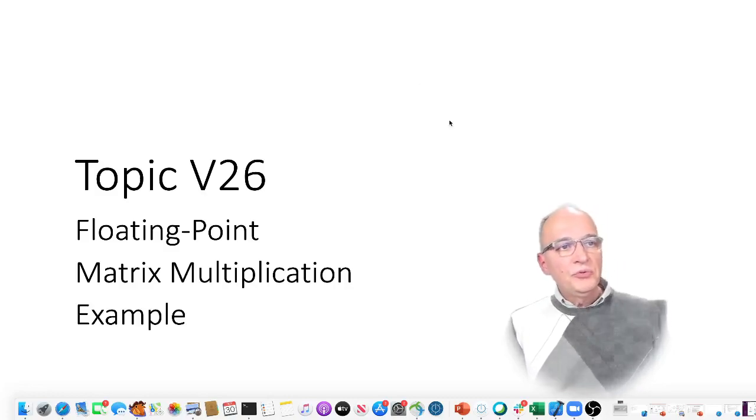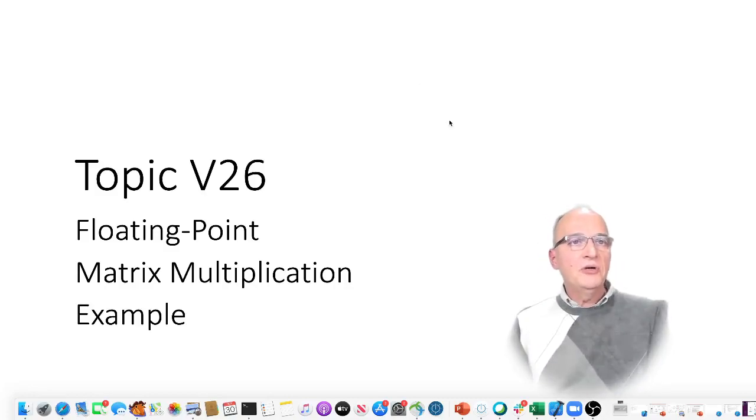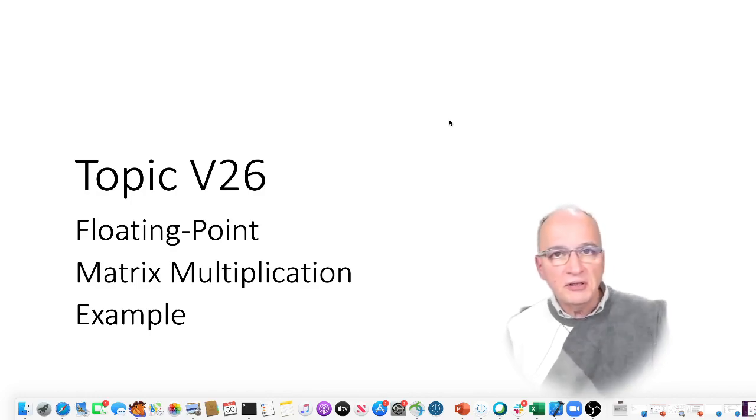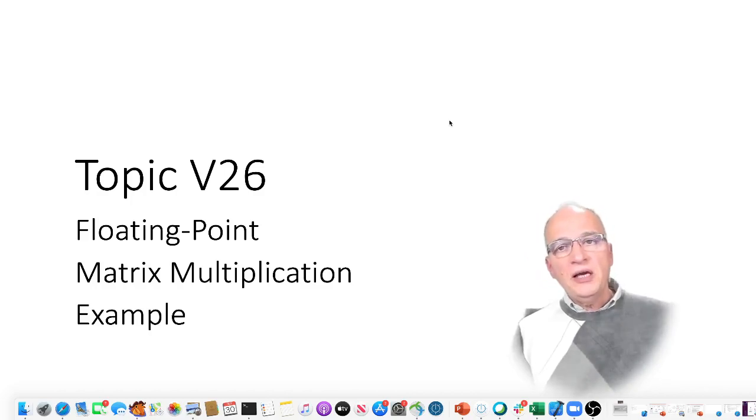In this lecture, we'll look at a real application of floating point computation, and we'll do that to illustrate how we use the floating point operations that are available in RISC-V to do a real-life computation. And we'll do that by looking at a matrix multiplication example.